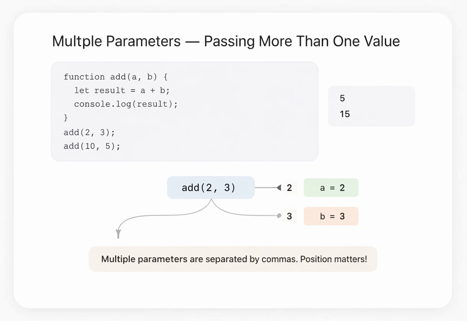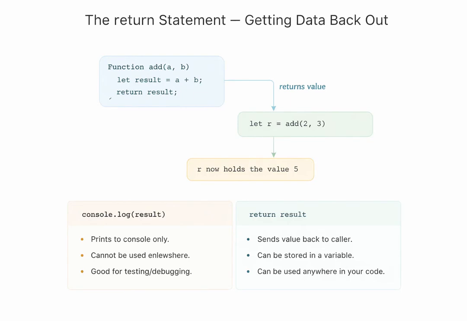The function then adds them together and prints the result. This is how you pass multiple pieces of data into a single function. Now, let's talk about the return statement. This is where things get really powerful.